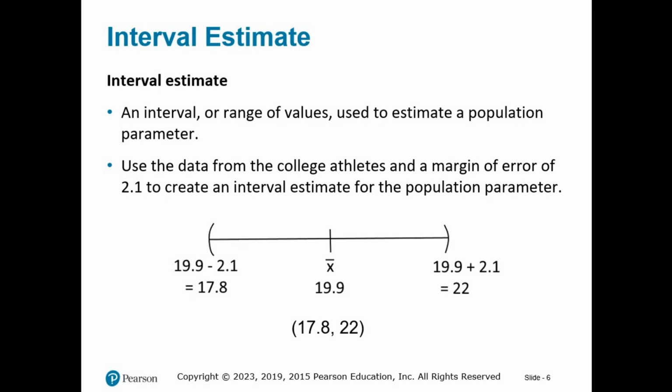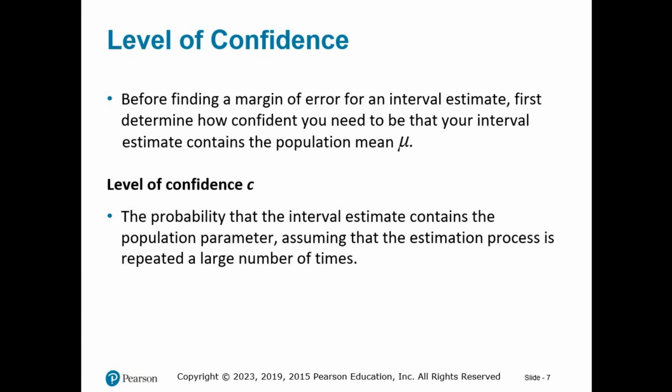Of course, there's still a chance this interval doesn't contain the actual population mean mu. So the next step is to give some kind of confidence level to our interval estimate, that it contains the population mean. Let's consider this definition and example. The level of confidence C is the probability that the interval estimate contains the population parameter. This is assuming that the estimation process is repeated a large number of times.